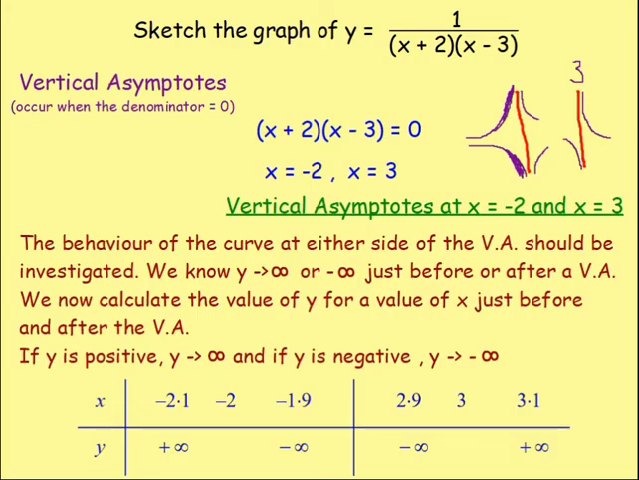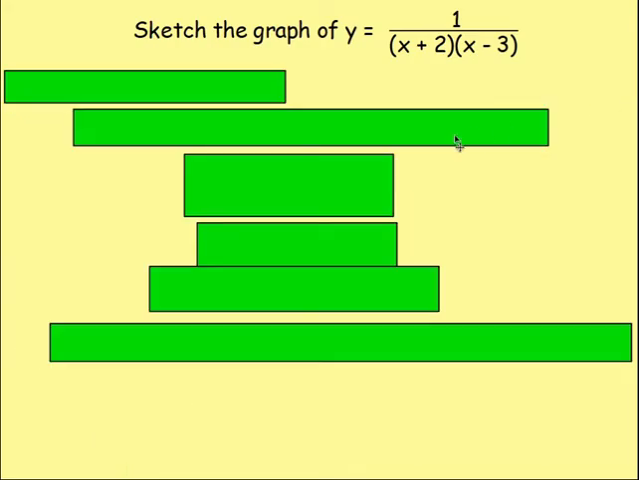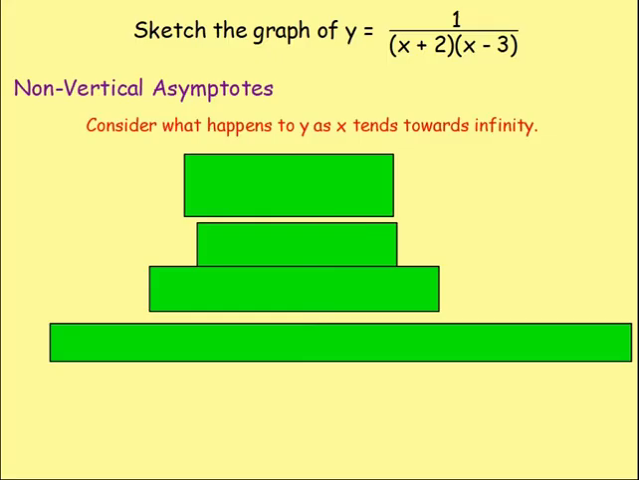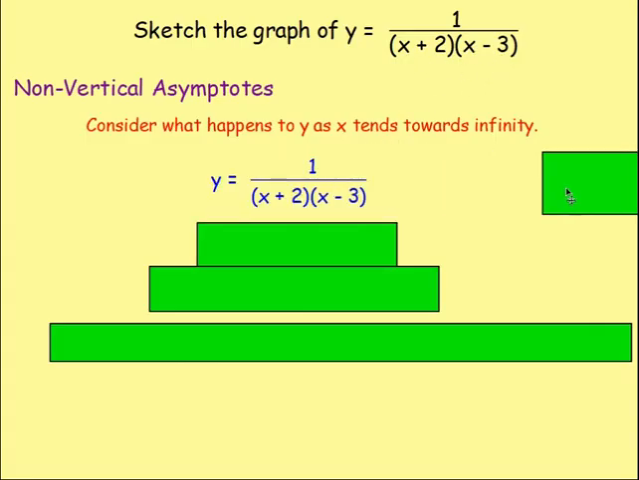After that, so we've dealt with the vertical asymptotes, what we then do is we need to look at the non-vertical asymptotes. How do you think about them? Well, what you do is you consider what happens to y as x tends towards positive or negative infinity. Really, that's what we started off with then, y equals 1 over x plus 2, x take away 3.